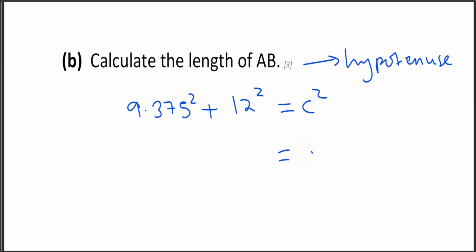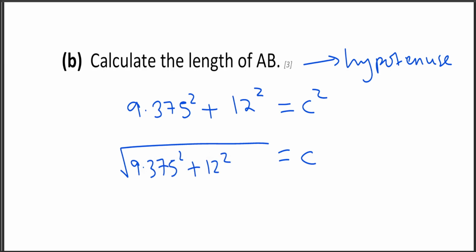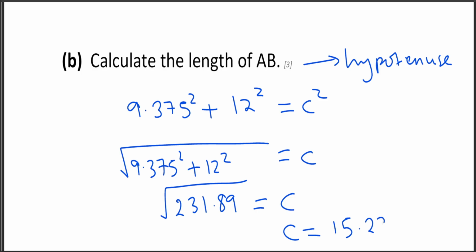If you want to find the value of C, you just square root 9.375 squared plus 12 squared. So first square and then add. That 9.375 squared plus 12 squared gives you 231.89. Then square root it. Your value for C will be 15.23. So that is your answer.